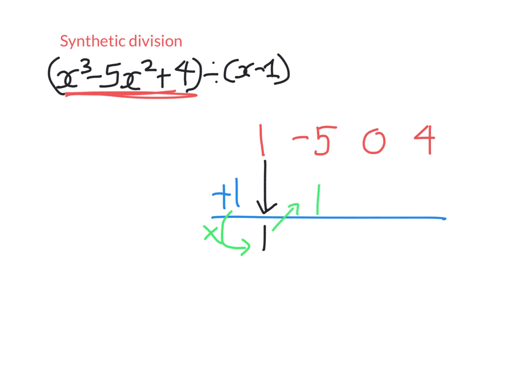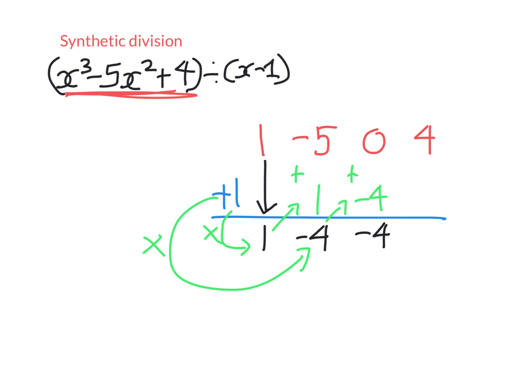Now, instead of subtracting to find the remainder like we did in polynomial long division, we actually add here to find the remainder. So we go -5 plus 1 is, of course, -4. Now I start the process again. I take my root, which was 1, and I times by -4. 1 times -4 is obviously -4, so I put that there. Now I'm going to add to find the remainder. 0 plus -4 is, of course, -4.